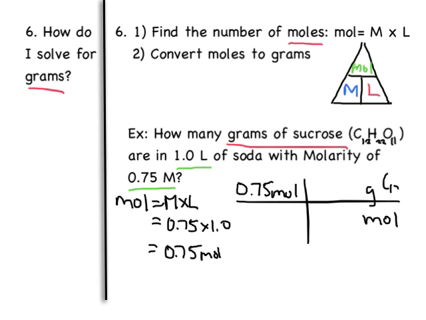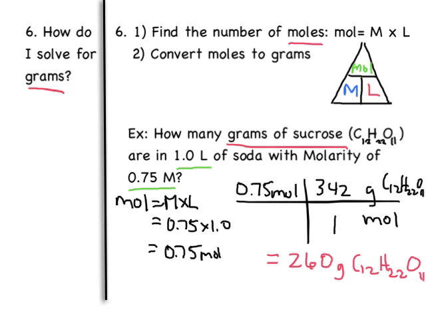C12H22O11, that's a huge one. Remember 1 mole, and then we have to add 12 carbons, 22 hydrogens, and 11 oxygens all together. And so when we do that, it ends up as 342 grams. So if we do 0.75 times 342, we're going to end up with 260 grams of sucrose, which is sugar, okay, table sugar, in 1 liter of soda that has a 0.75 molarity concentration, which actually most soda is around there. So if you drink a liter of soda, you've just consumed 260 grams of sugar.